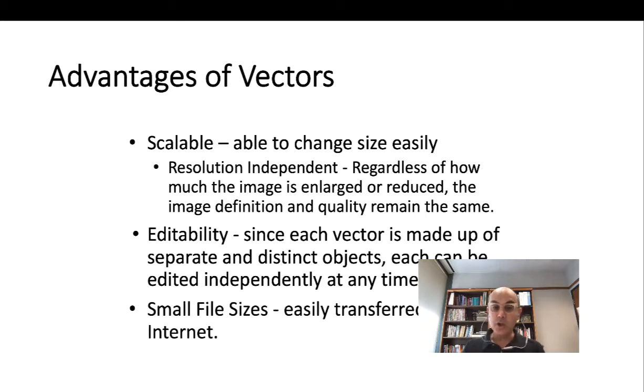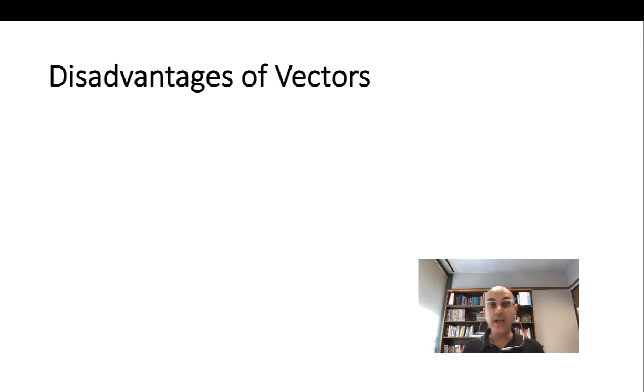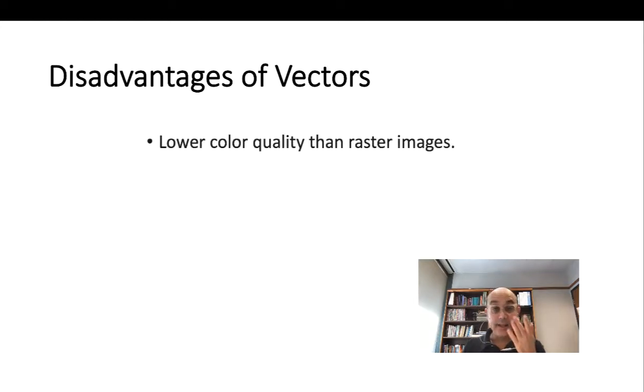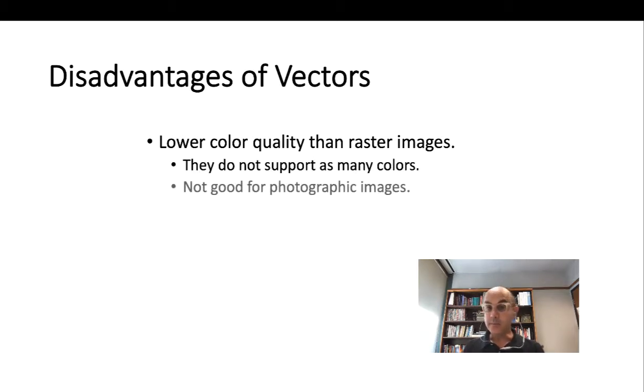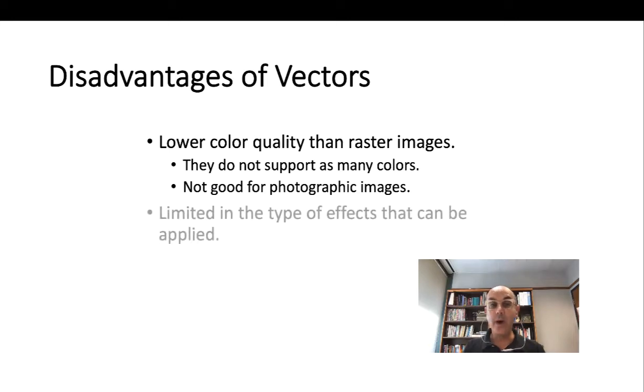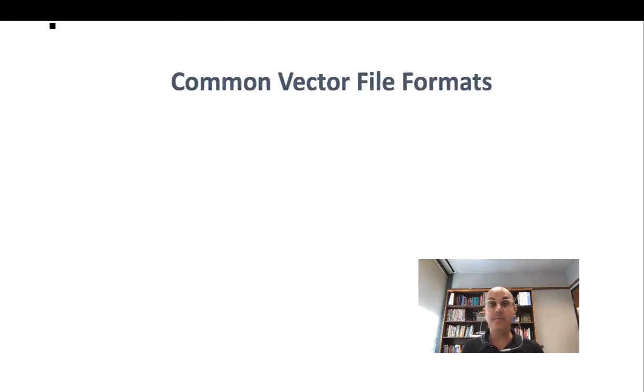And it has small file size, which can transfer over the internet. So this is the issue. But the disadvantage of vector is lower color quality compared to the pixel. And so this is something that we need to be aware of, and it has limited types of effects that can be applied to it.